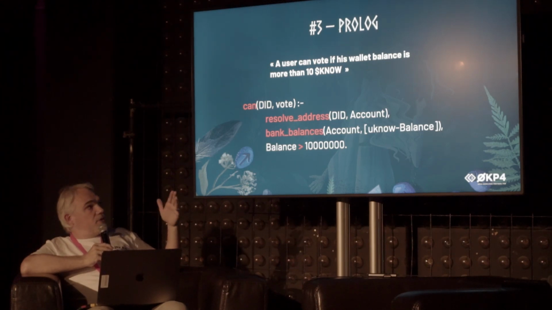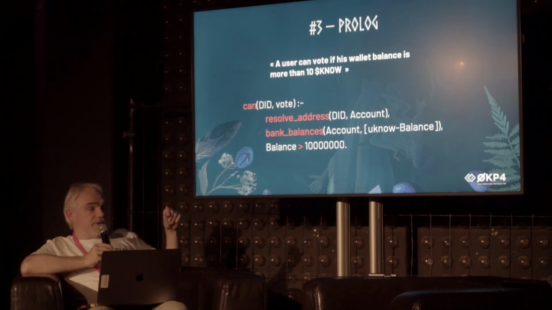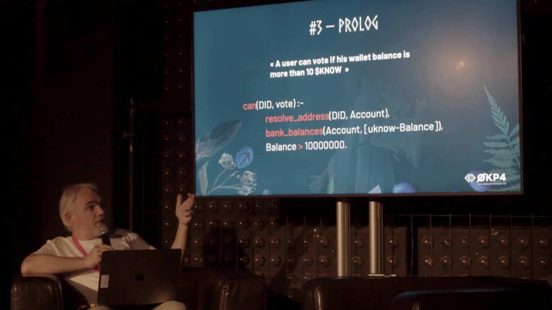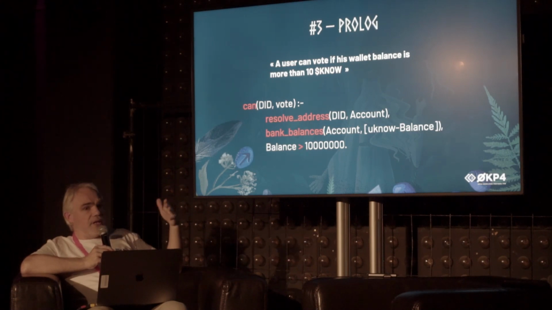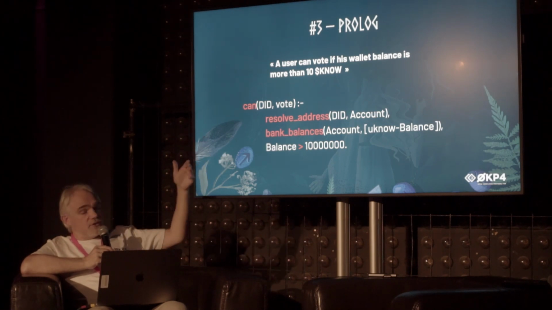So we have the address of the account in the variable Account, and on that account we try to extract the balance for the native currency through the predicate bank balance. And finally, we make the comparison to check that the balance is effectively more than 10 nodes. So it's very readable, I guess, and the transposition is quite straightforward.